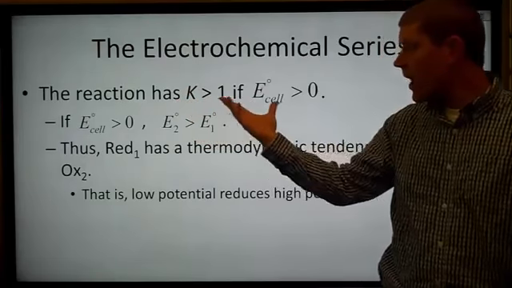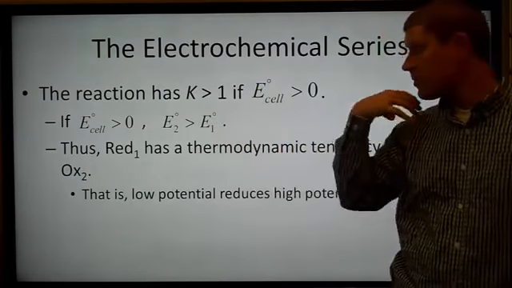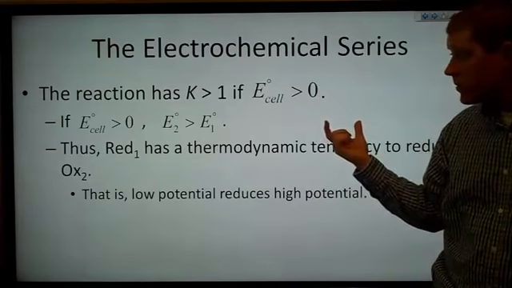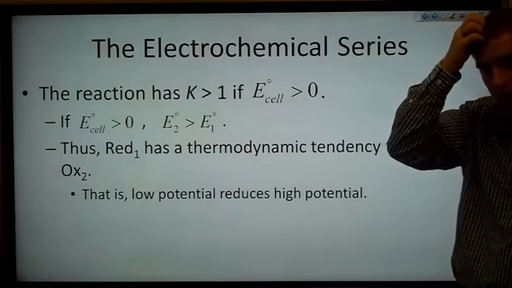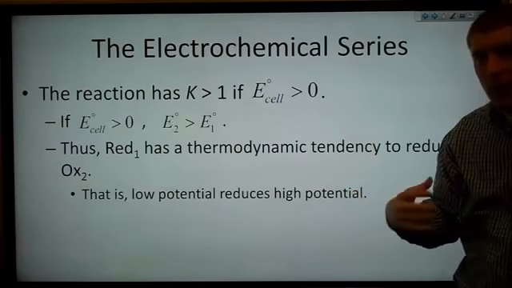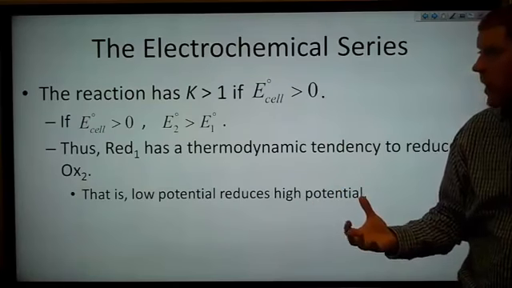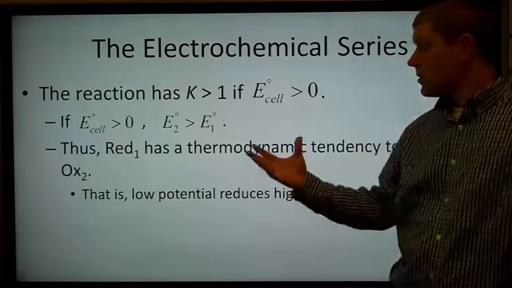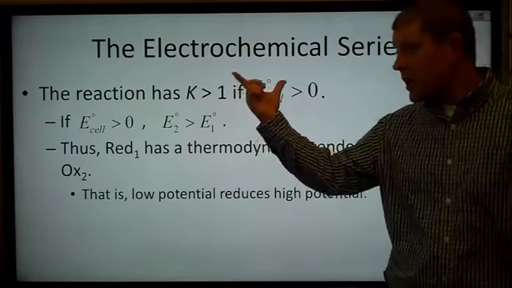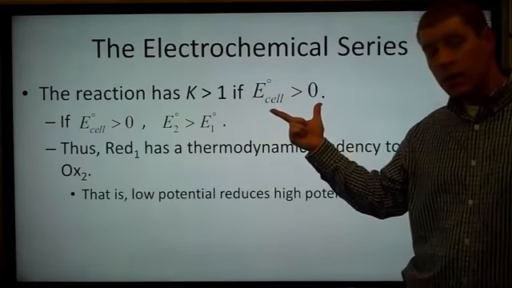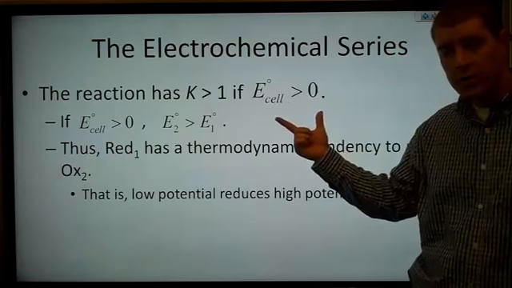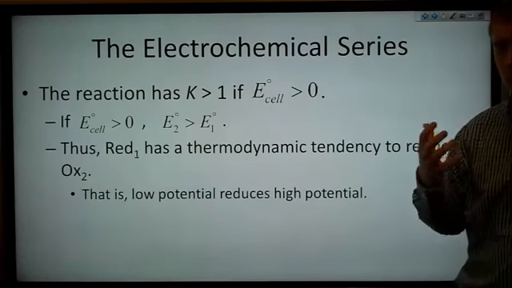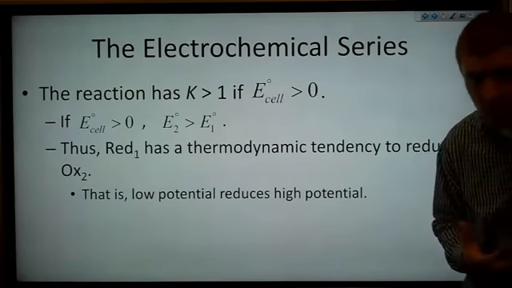And now our reaction has a K, an equilibrium constant that's greater than 1 if the cell potential is greater than 0. So what does it mean for K to be greater than 1? Well, if K is greater than 1, then we have more products than we have reactants, and that means that the reaction should be spontaneous. And so if that's true, then spontaneous reactions then have cell potentials that are greater than 0, positive cell potentials. So a positive cell potential means the reaction is spontaneous. The negative cell potential means that the reaction is non-spontaneous. We're going to have to put in energy to get this to go.